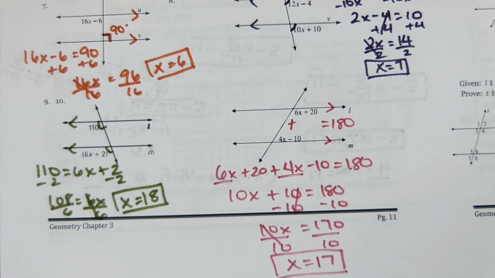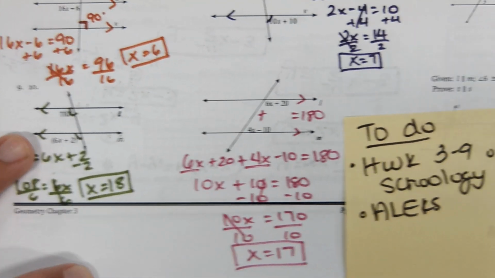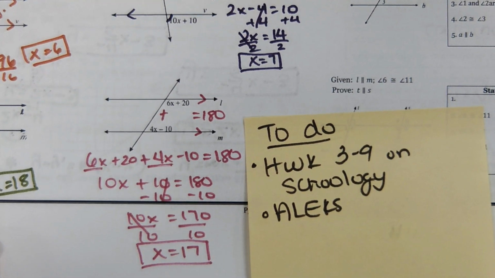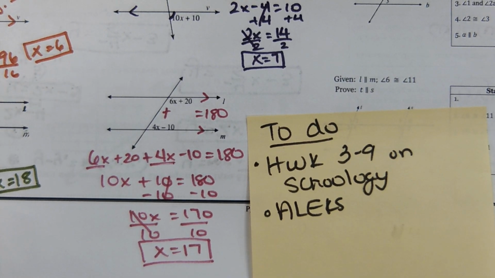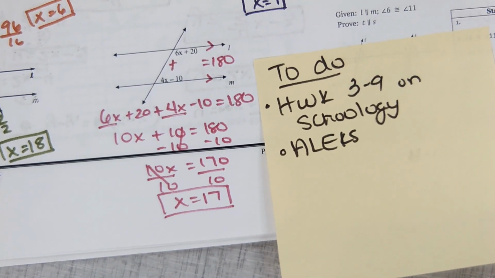That is all. Okay, so your to-do list is homework 3-9 on Schoology, and then start your weekly Alex. Let me know if you have questions so I can help you. And grab a laptop.